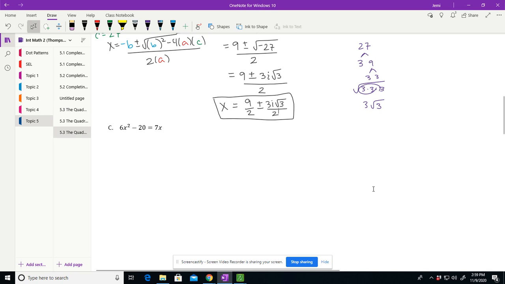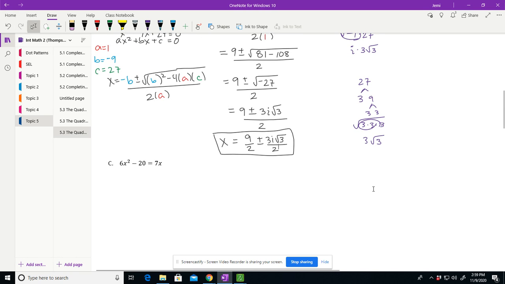Before I move on to problem C, I want to talk about what type of solutions this gives me. I know, again, that it doesn't ask, but this is the conversation that we're leading into in example 2, so let's talk about it.